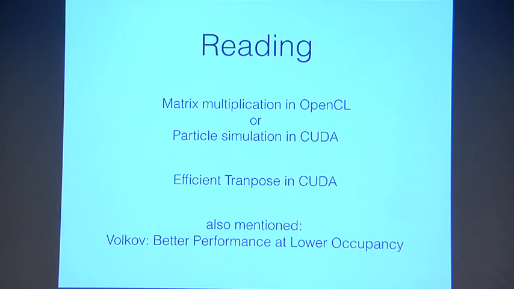The readings were to look at the matrix multiplication in OpenCL blog post that went through several iterations of improving matrix multiplication, or the particle simulation in CUDA, which is basically how you take homework problem 5 and implement it on a GPU efficiently. There was also a very short article, Efficient Transpose in CUDA, that was very similar to what we did in class on November 6th, I think. It took a slightly different approach that got much faster than what we got, and I'll talk about why.